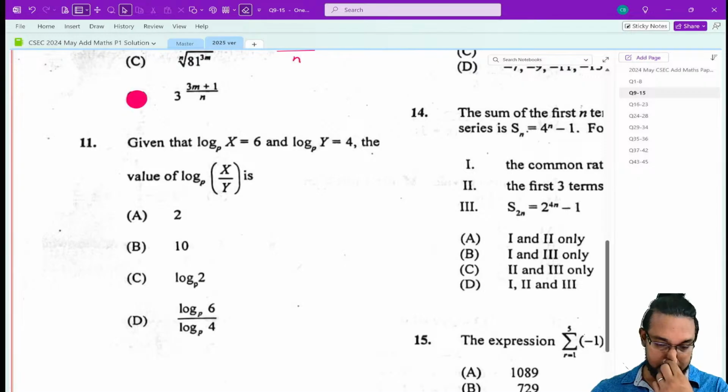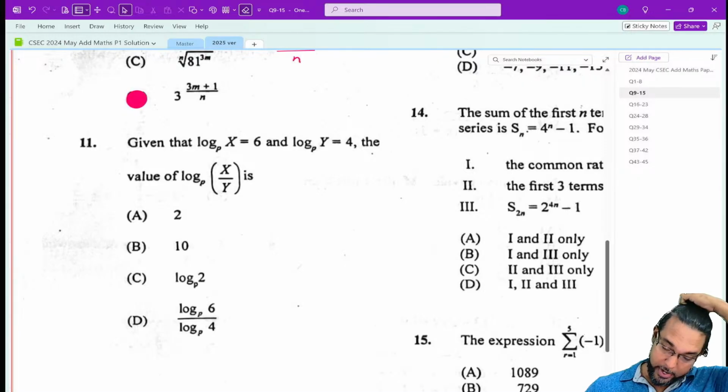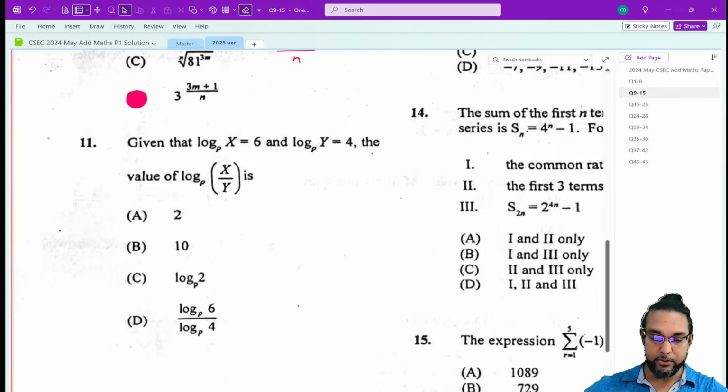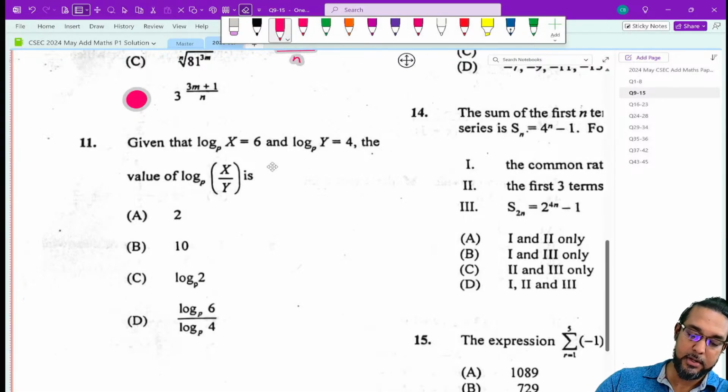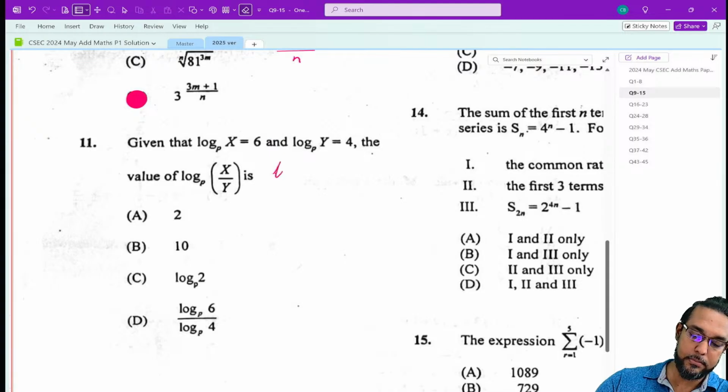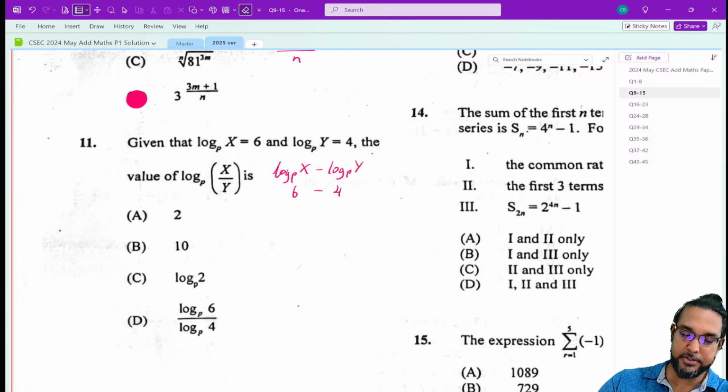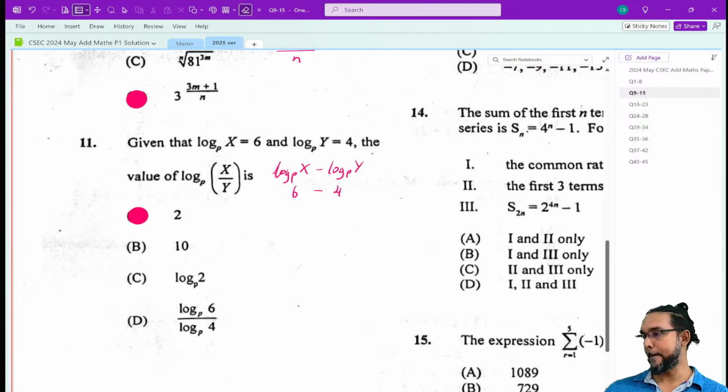Alright, given that log x to base p is 6, log y to base p is 4, what is the value of log of x over y? Okay, so to find the value of a quotient, you have to subtract. So this would be log to base p of x minus log to base p of y. So that's 6 minus 4, and that's equal to 2. Once you know your laws of logs, it's an easy application. Alright, cool.